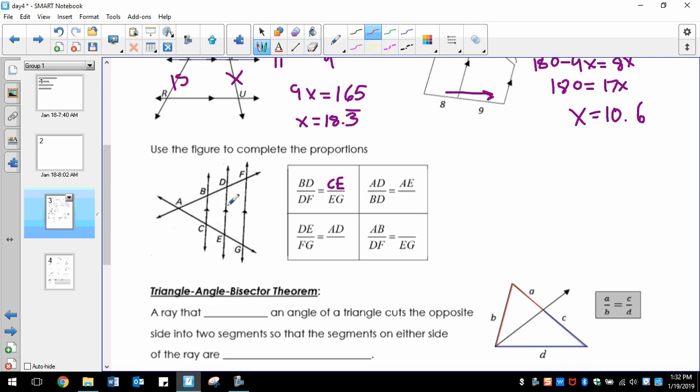For the next one, I have AD and BD. So I have this full section and this little part that's overlapping. And then I have AE, and we're trying to finish that pattern. So clearly I have these two, but I need the corresponding part to that on this transversal, which is clearly CE again.